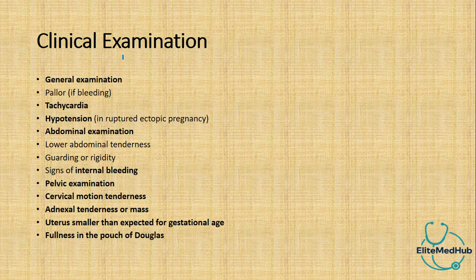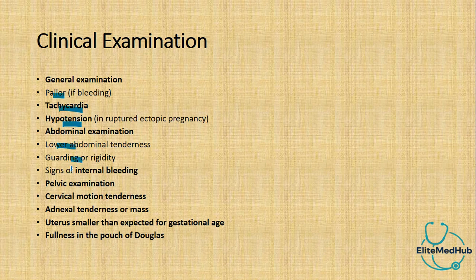So let's look at the clinical examination, what you find in clinical examination in ectopic pregnancy. On general examination, you should see pallor if at all there is already internal bleeding, tachycardia, that's elevated heart rate, hypotension, especially in ruptured ectopic pregnancy. On abdominal examination, you should expect to find lower abdominal tenderness, guarding or rigidity, signs of internal bleeding.